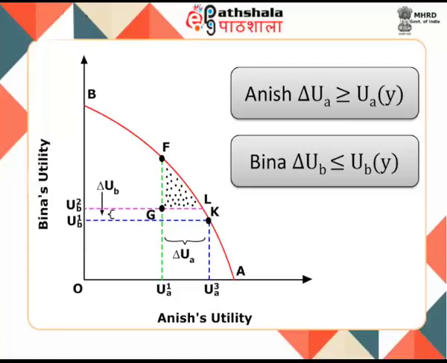In our example of point G and K, Bina, who was a loser, got compensated by Anish, and both agreed for this compensation of Y goods. We may say that K is a potential Pareto improvement to G. This same example may be generalized for n number of people in a societal group.